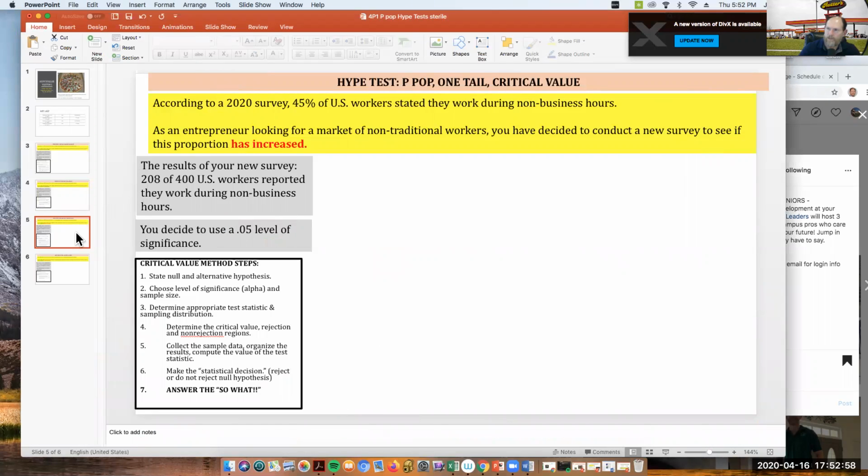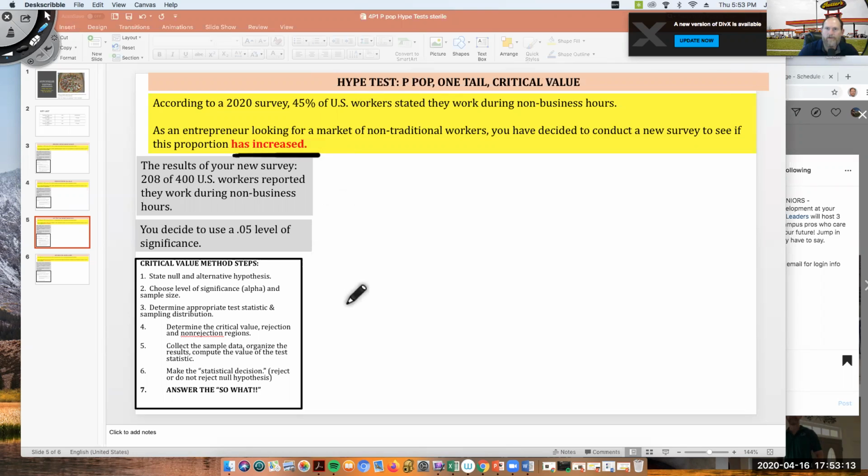All right, one tail. Fire up my pen again. So the only thing that has changed about my problem are these 2 words right here. Has increased. So let me reread the phrase. As an entrepreneur looking for a market of non-traditional workers, you have decided to conduct a new survey to see if this proportion, 0.45, has increased.